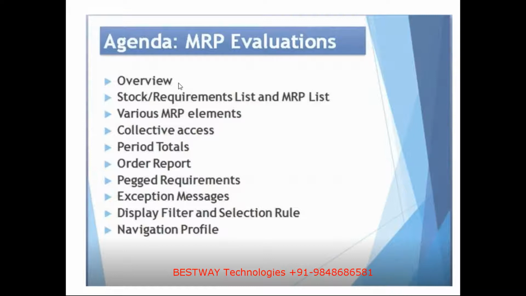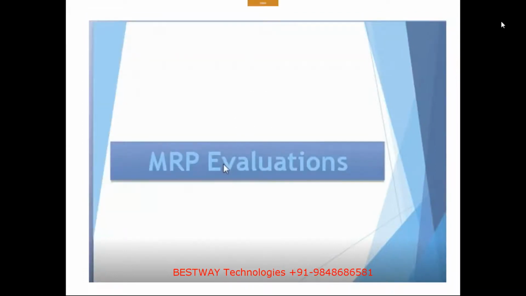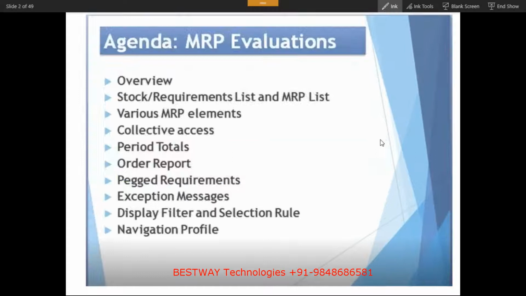First we go for an overview. Then we'll talk about the stock requirement list and the MRP list. This is a very important one. Then we'll see the MRP elements. We'll see how to execute the collective access of MRP. Till now we saw the MD04 screen by entering a single material. Now we'll see, without entering a material, how we can see a multiple list of stock requirement lists.